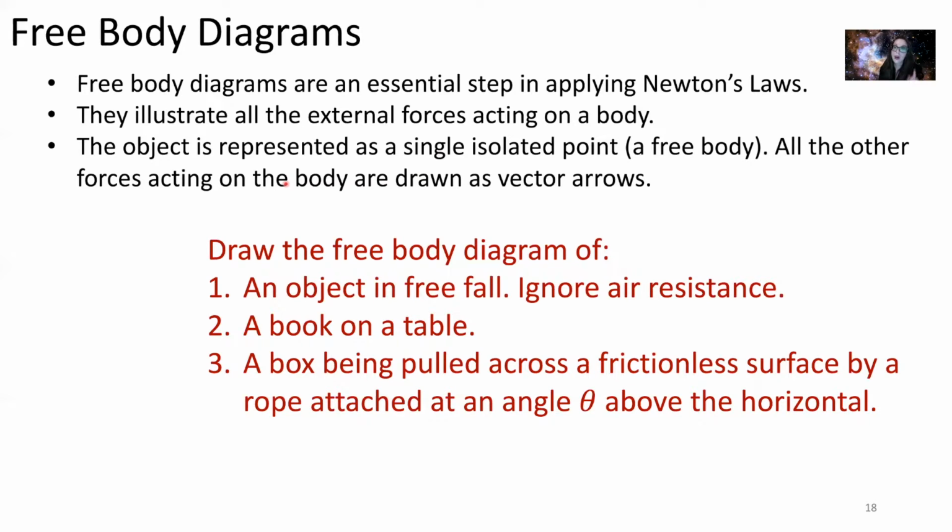All the other forces acting on the body are then drawn as vectors. So we are going to draw the free body diagram for an object in free fall, a book on a table, and a box being pulled by a string at some angle with respect to the horizontal, to give you an example of what some free body diagrams might look like. So now that you know a little bit more about free body diagrams, at least theoretically you know the definition of one, let's see what they actually look like when we draw them out.